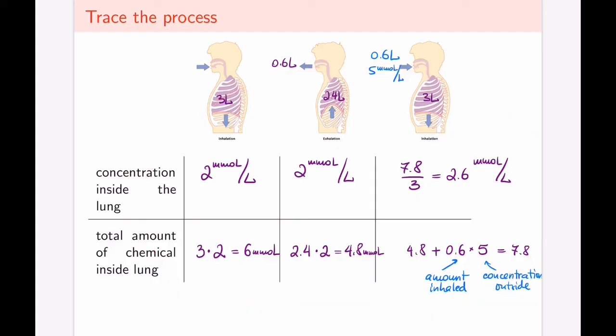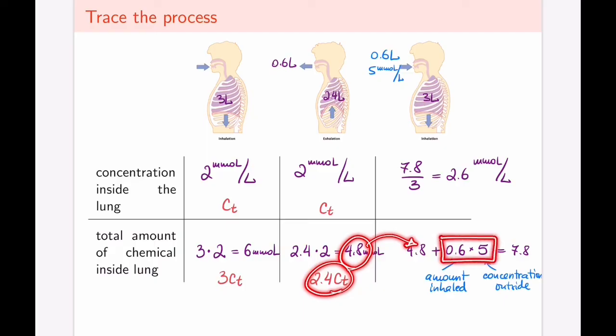Let's try to assign some variables to it. Let's say that the concentration at present is C sub T. Then this doesn't change on the first exhalation throughout. And now I'm going to generalize how these numbers work for the general concentration C sub T. The first thing here is all we did was multiply by 3 because that was the volume of the lung. All we did here was multiply by 2.4 because that was the volume of the lung on the exhale. What happened here is we've inherited this number, this 4.8.